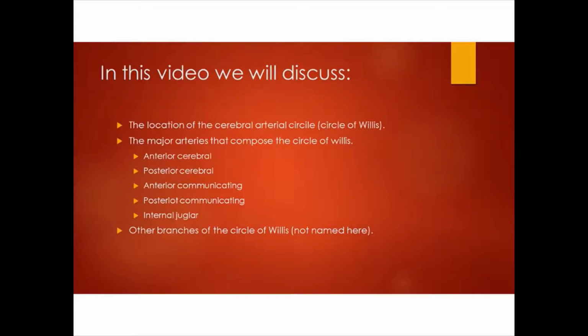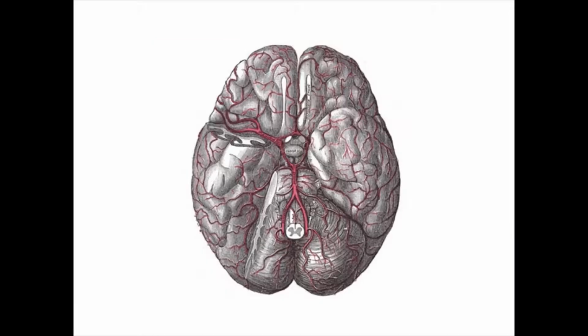What we're going to talk about is, first off, where do we find the circle of Willis, and the major vessels that actually compose it. Then we're going to talk about some branches off of that that are also important that you will need to know. So we're going to draw it out and discuss it. But before we do, this is where we will find it. We are looking at the bottom of the brain here, and right here we will find the circle itself and its major branches.